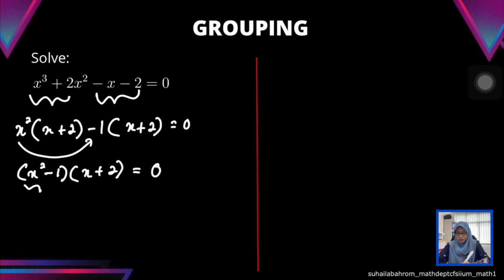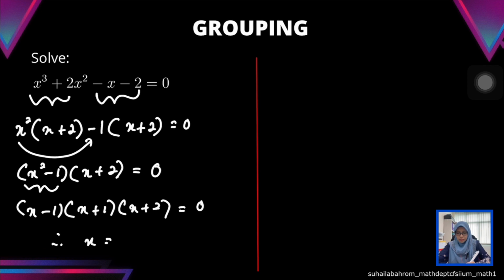For the x squared minus 1, we can still factor it. So it will become x minus 1, x plus 1, x plus 2 is equal to 0. So at the end, the final answer: x is equivalent to 1, negative 1, and also negative 2. So we have three solutions here.